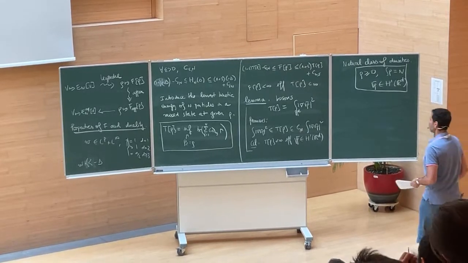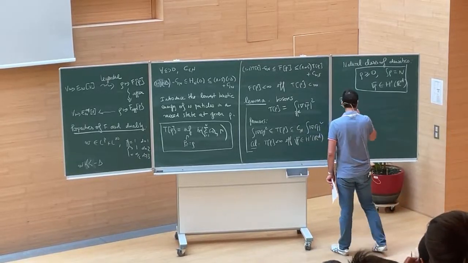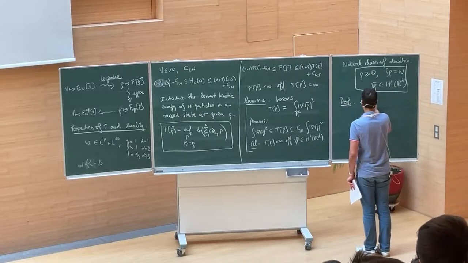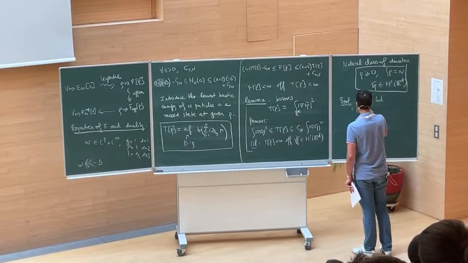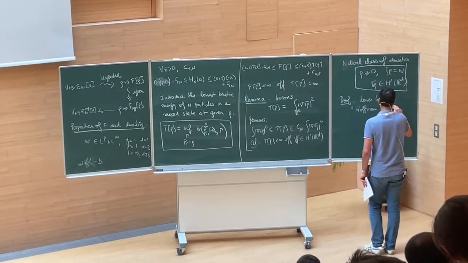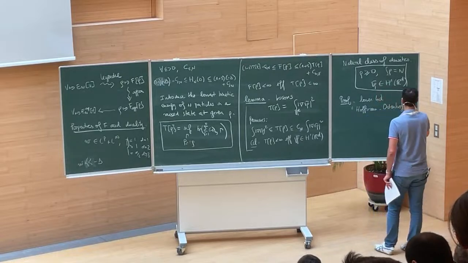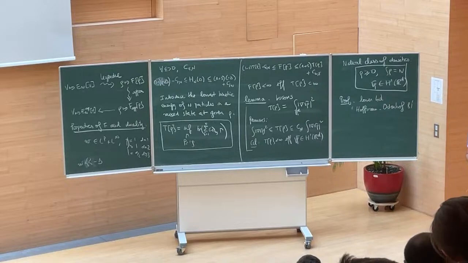Okay, so proof of the lemma. So the lower bound is what's called the Hoffmann-Ostenhof inequality. I think it's from 1977. And it's just Cauchy-Schwarz. I mean, it's an easy computation.